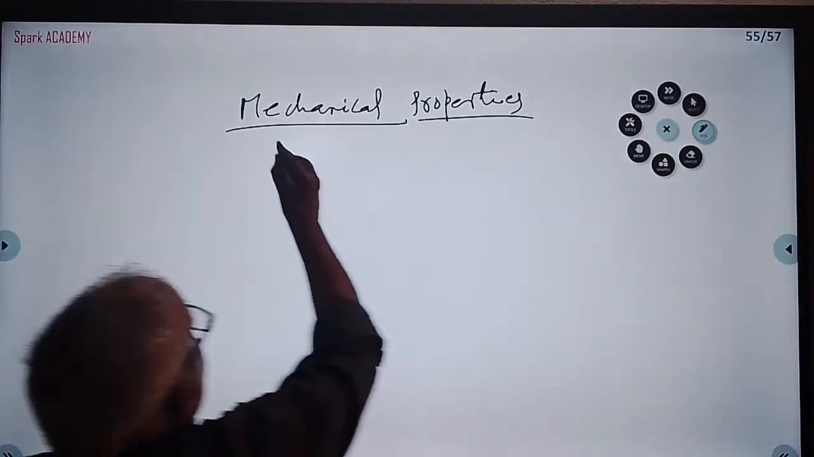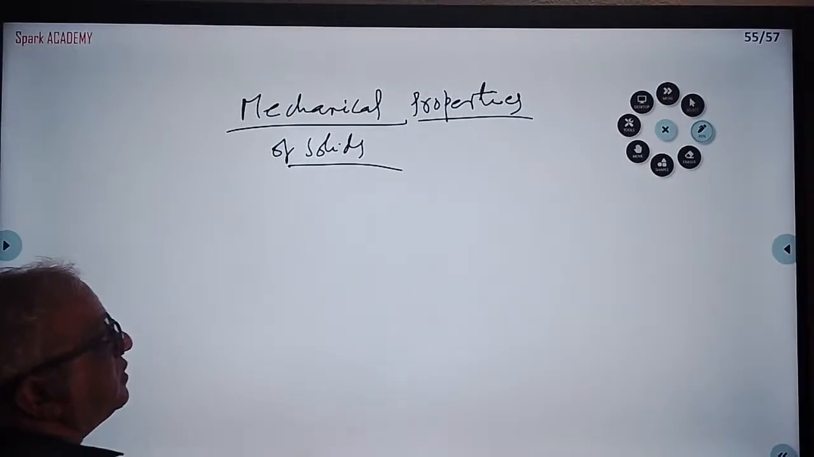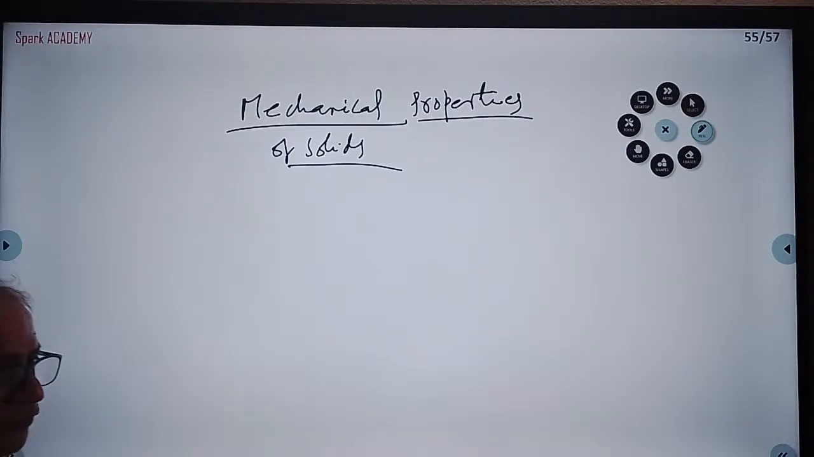Mechanical properties of solids. One short question will come here. What is the important question here? Stress is force by area, strain is change in length by original length, or change in volume by original volume. Hooke's law says that stress is proportional to strain. Young's modulus is longitudinal stress by longitudinal strain.